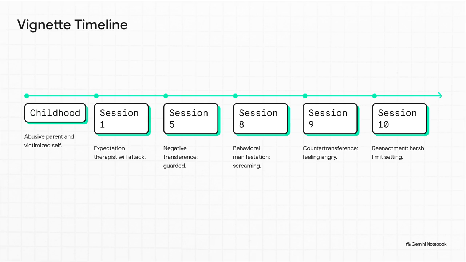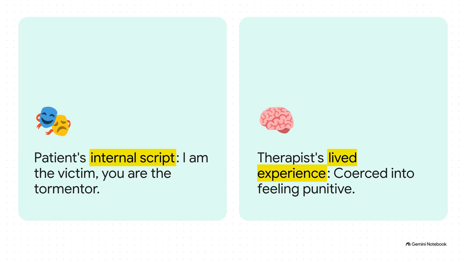They are super guarded, incredibly suspicious. By session 8, this erupts into clinical behavior. The anxiety is just too high, and they start screaming at you, accusing you of not giving a damn about them. Now, session 9, here comes your objective countertransference. You start feeling angry, defensive, maybe a bit incompetent. If you don't contain those feelings by session 10, you're going to step right into a reenactment. You'll retaliate, probably disguising it as setting firm clinical limits. And this right here is the exact moment the therapy derails.